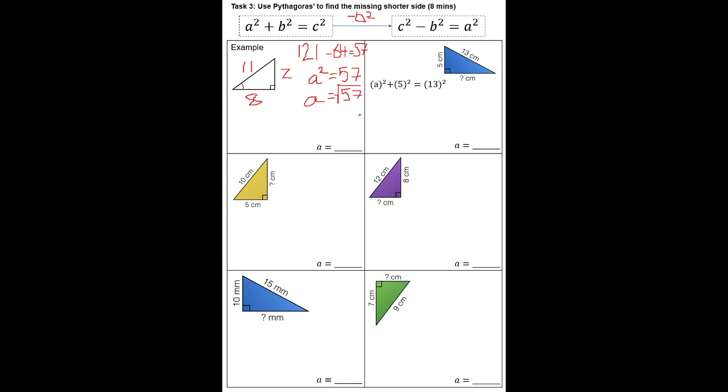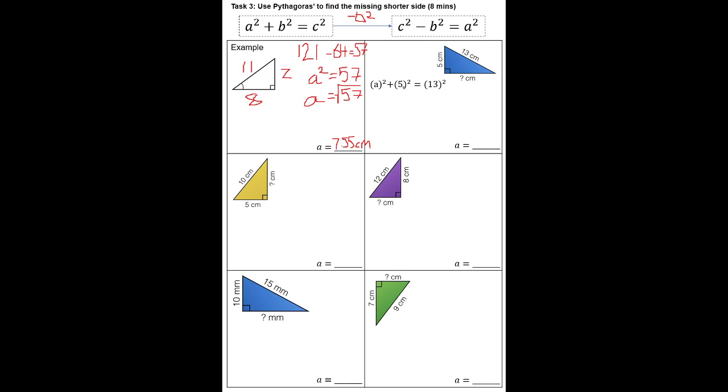Again, that's closest to 64, so this is probably going to be something like 7.5. So square root of 57, 7.5498. So I'm going to write that as 7.55. And don't forget your units, which we didn't put in here, but we're going to say cm.